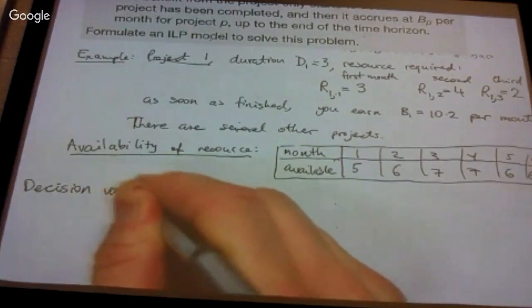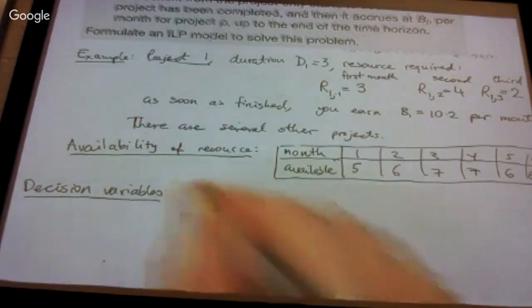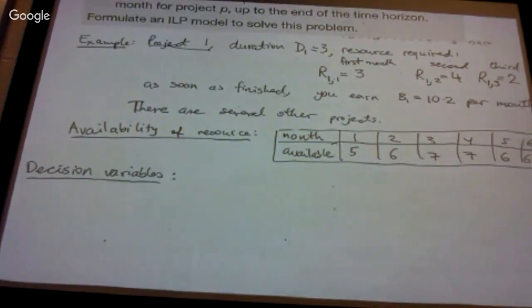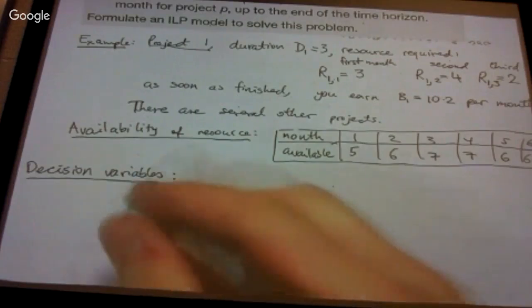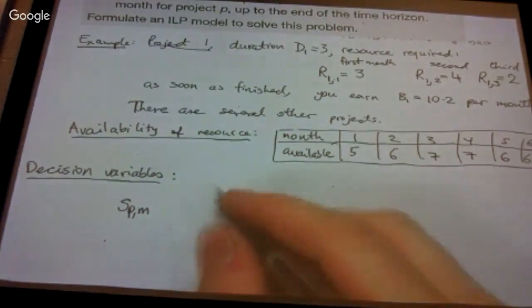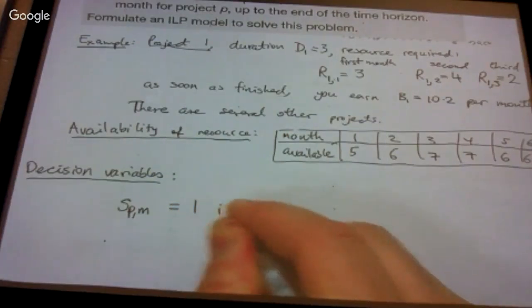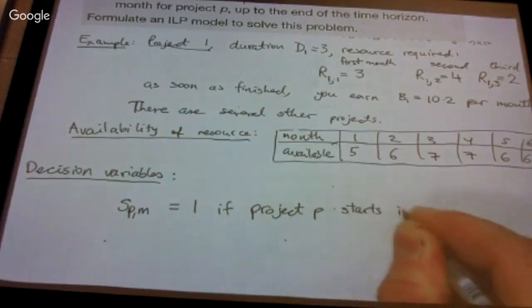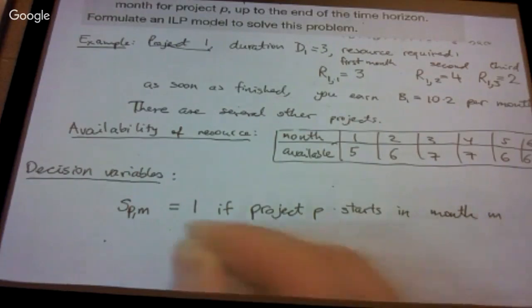is kind of tricky. So this is an important trick, really, that you will have a decision variable, I'll call it S for start, S_PM, which is 1 if project P starts in month M, and is 0 otherwise.